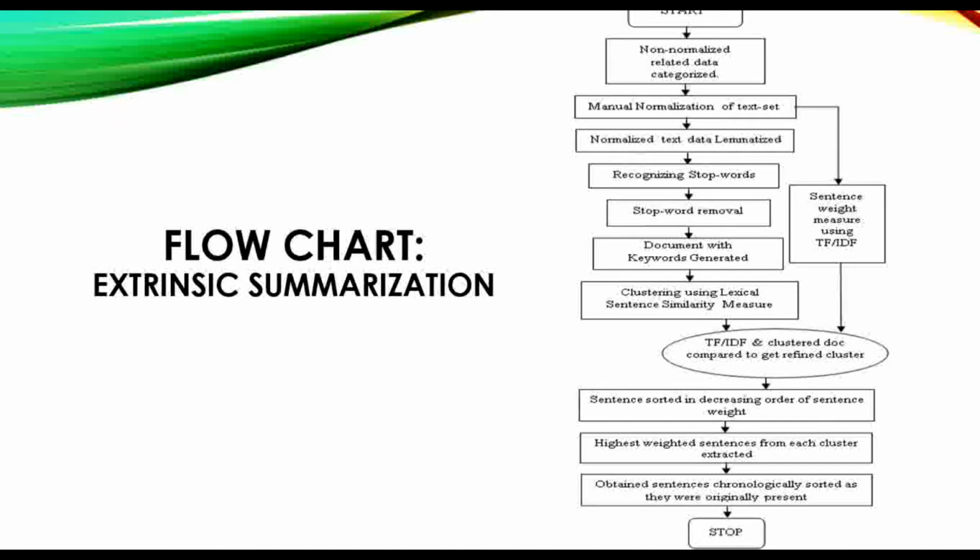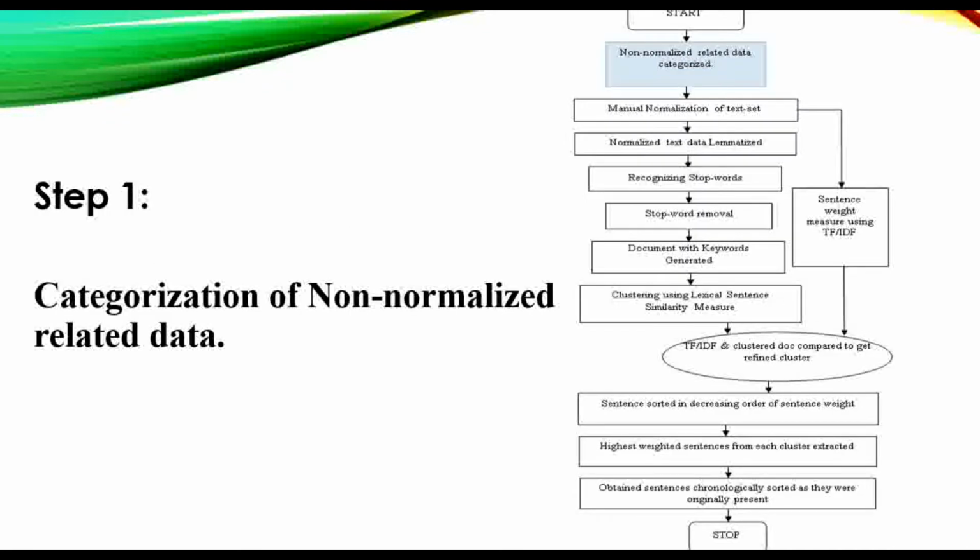Now, I will be thoroughly explaining the flowchart along with the algorithmic details. First is categorization of normalized text. Non-normalized text, meaning the text in its original form before any process is applied on it from multiple documents, is categorized or appended into one so that the working of the algorithm on files becomes easier.